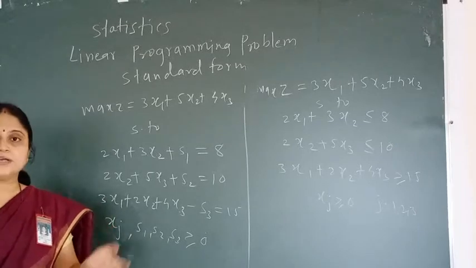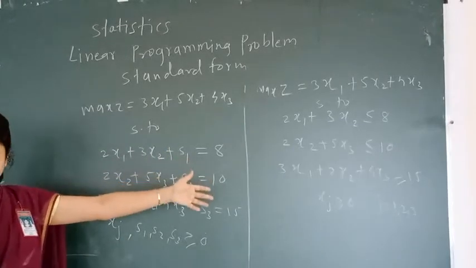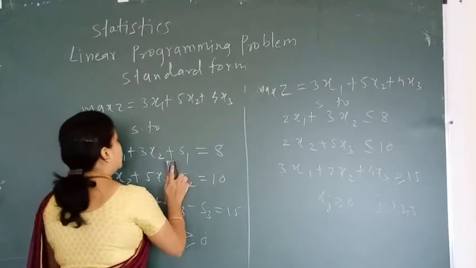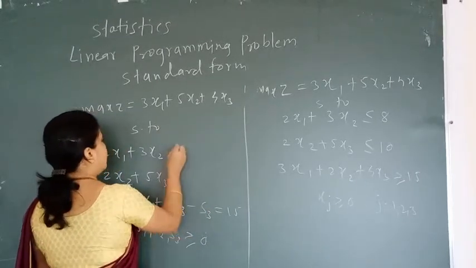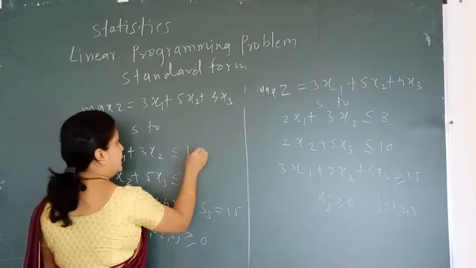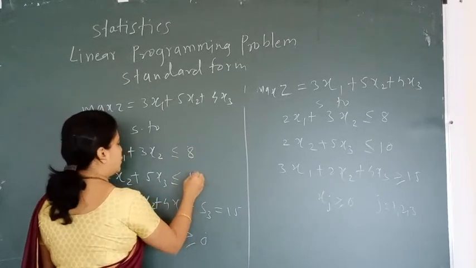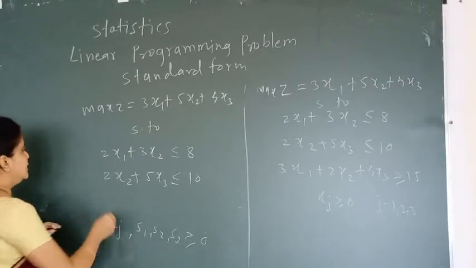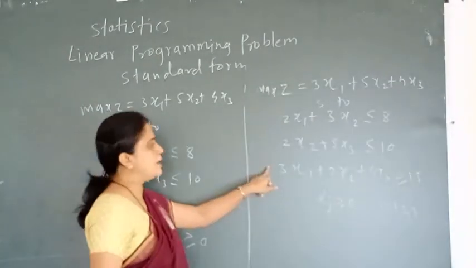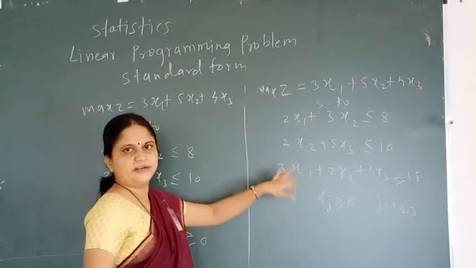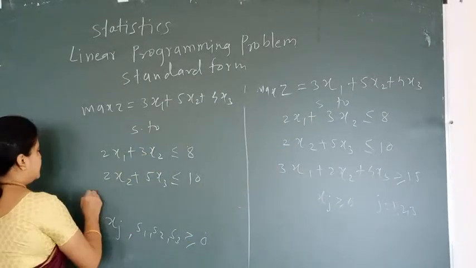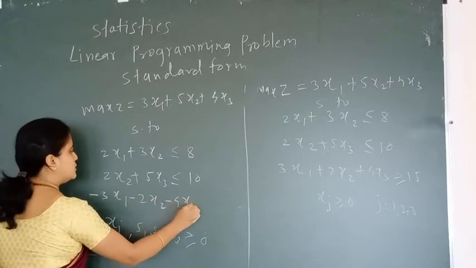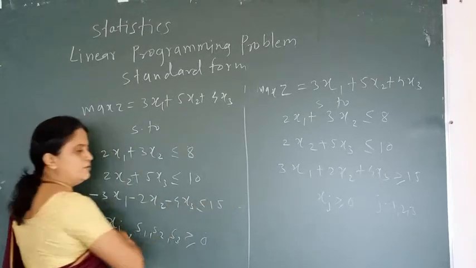Now if I convert it to canonical form, I simply see: I don't add s1, s2 since it is of less than or equal to type only, and in the canonical form I have less than or equal to type. Only the third constraint will be changed. If I multiply this by -1, I get greater than or equal to type as less than or equal to. That means I have 3x1 minus 2x2 minus 4x3 less than or equal to 15.